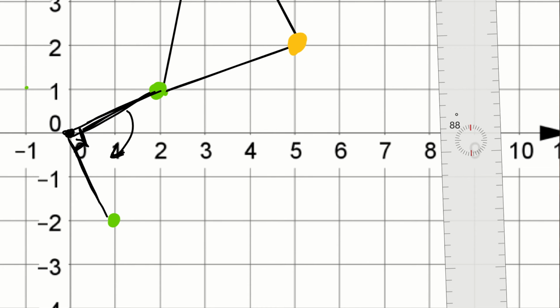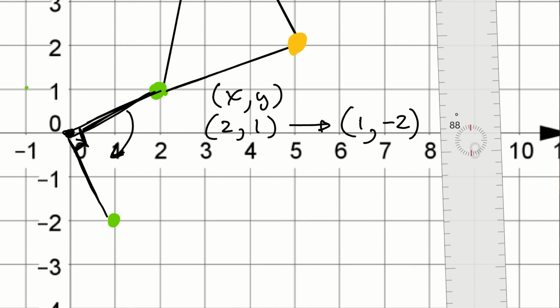This original x, y point was at x is 2, y is 1. Now I want to note where it goes. It goes to a spot where x is 1 and y is -2. This is not a proof by any means, but I want you to observe what happened here. It appears that x and y switched locations. In fact, what was y became x.